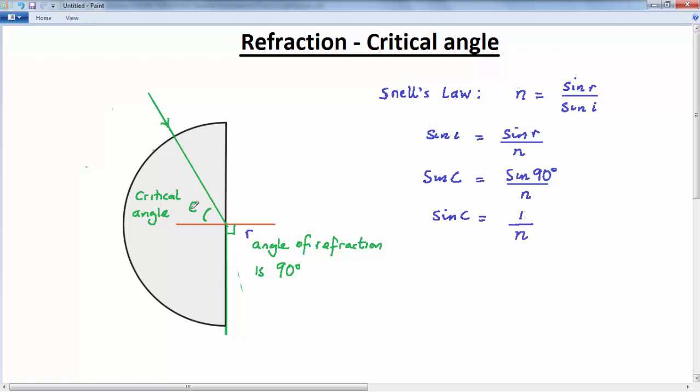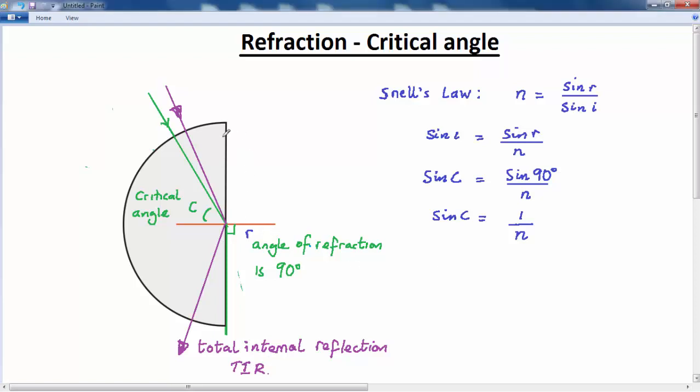Now what happens if the angle of incidence passes that critical angle? Well, for every angle of incidence that is greater than that critical angle, then the light will be 100% reflected. That's to say, none of the light will pass through this boundary, and we call this phenomenon total internal reflection. So above the critical angle we get a phenomenon called total internal reflection, commonly known as TIR.